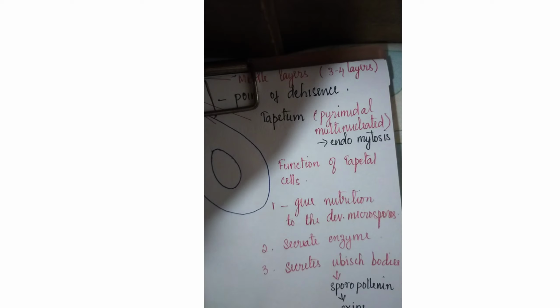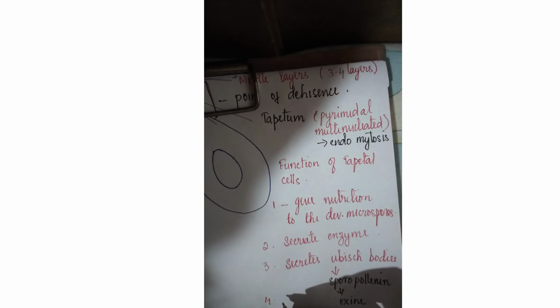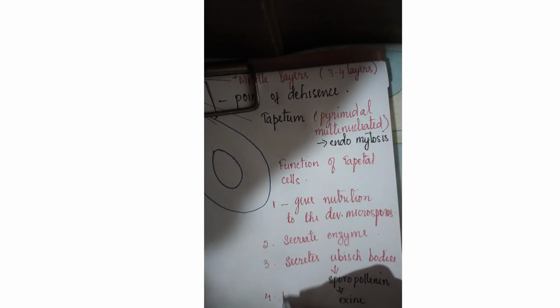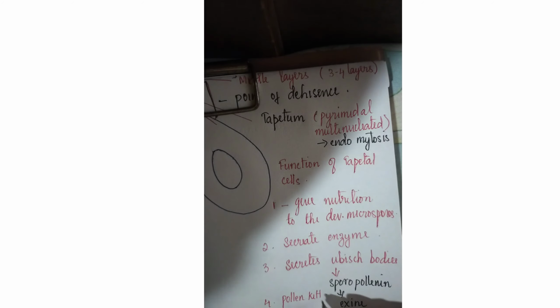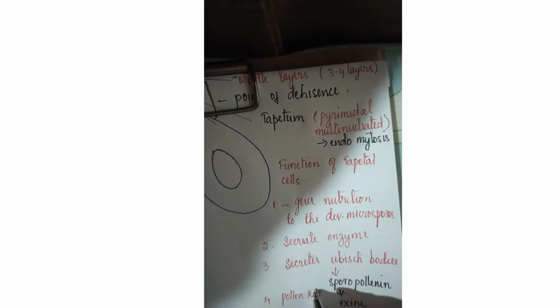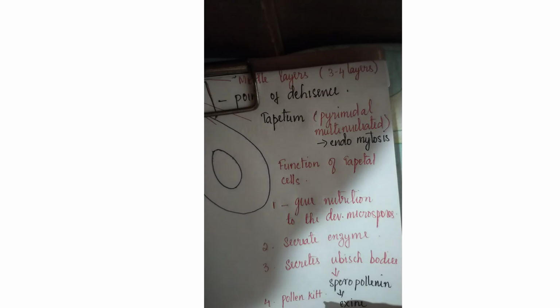And the last function: the tapetum secretes pollen kit. Pollen kit is a sticky substance present on the exine, on the surface of the pollen grain, which helps in pollination. Because of this sticky substance, the pollen gets stuck on pollinators like insects, and that helps in pollination.